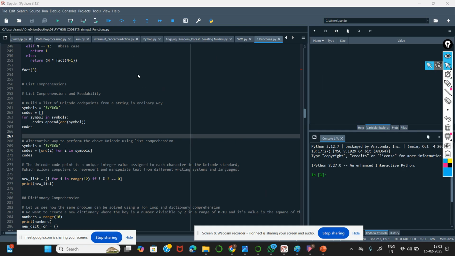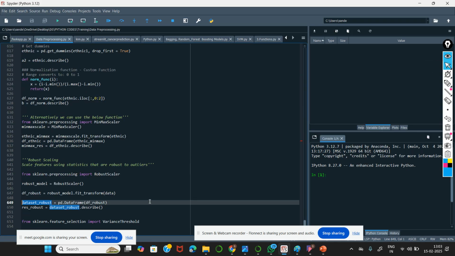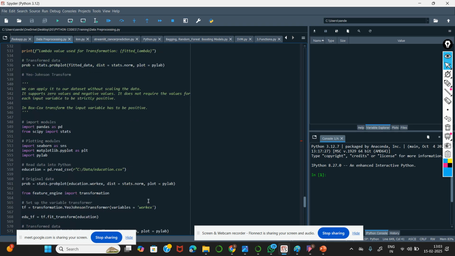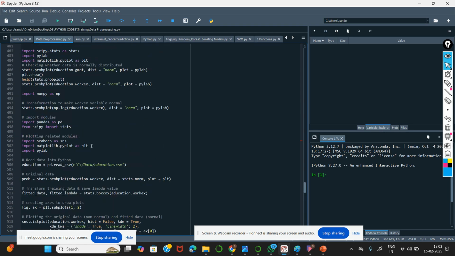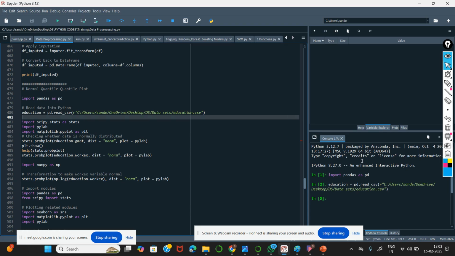Anyway, so we have the code here. If I showcase data pre-processing, that's fine. And which data should we be using here? We should be using something called the education dataset. Pandas as pd, and let me use this one, the education dataset. Let's have a look. Oh, it's not coming up in my variable explorer, maybe because of some setting issues.